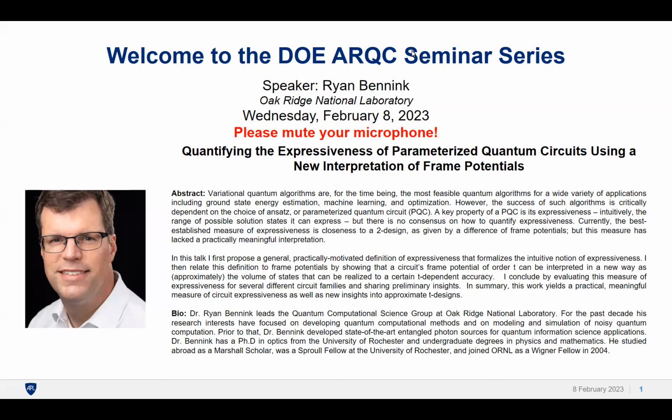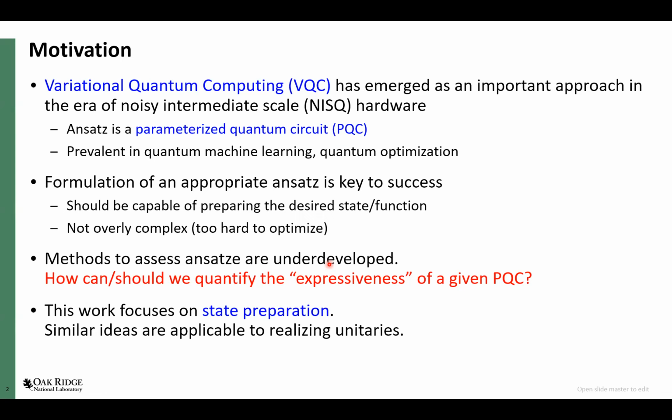In my opinion, the community does not have the understanding of how to design ansatz, or even just to assess them, to the extent that we would like. So a very basic question in my mind has been, how can or how should we quantify the expressiveness of a parameterized quantum circuit? I think we all have an intuitive notion of what expressiveness means, but how can we formalize that?